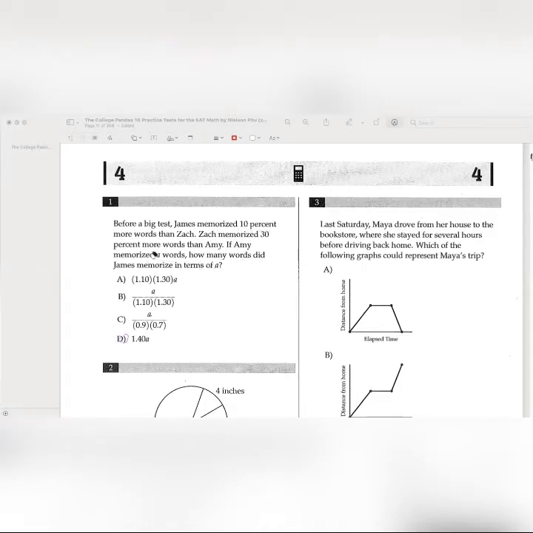I was thinking A. No, it would be A, because D wouldn't yield you the same answer. I just looked at it, so I changed my answer to A.